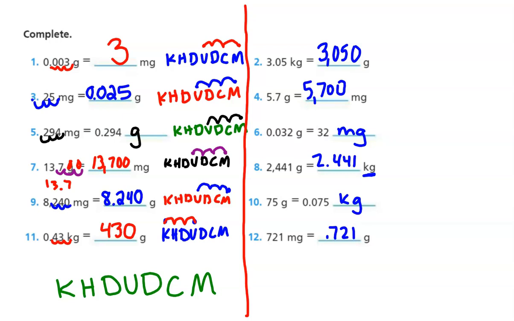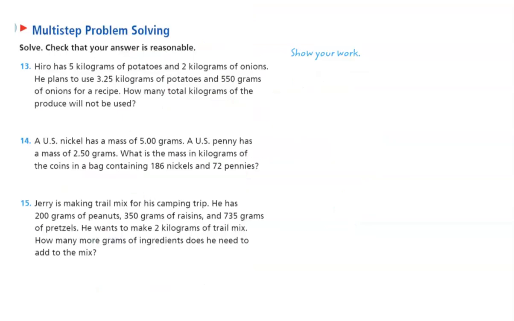All right. So we've got a couple of pages of word problems that I'd love to go through with you. And this one, it wants you to check your answer is reasonable, and I want you just to think about the size of your measurement. So kilograms is going to be really big, milligrams is going to be really small. That's kind of the way that I'd like you to double check your work here.